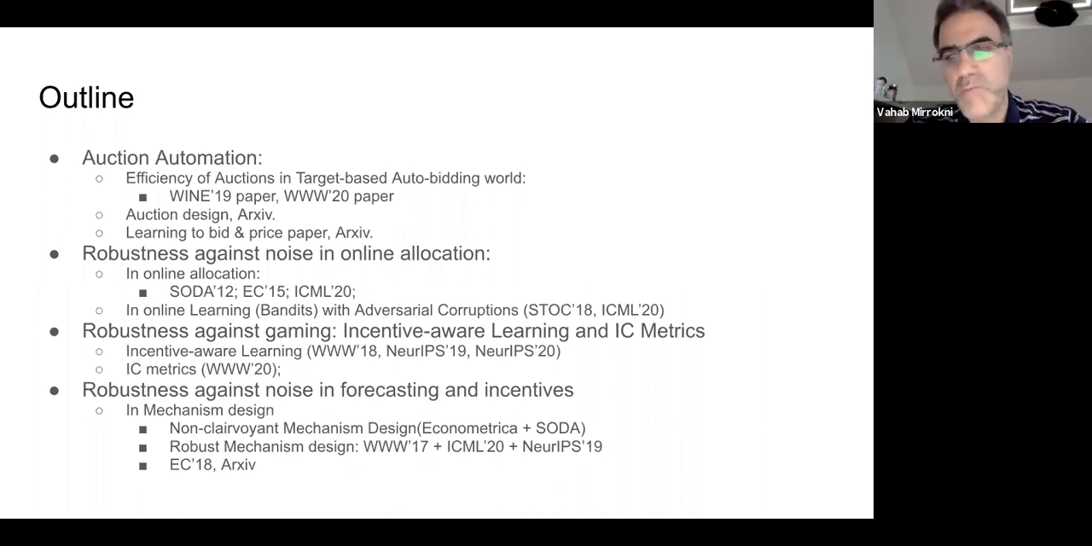It has four parts. I most probably will be able to cover three and maybe just give you a very brief summary of the first part. The first part is about auction automation. It's the most recent part, and there are new optimization problems there. The other three parts focus on robustness. First, we talk about robustness against noise in online optimization and maybe online learning. Then we talk about robustness against gaming or incentives, what we call incentive-aware learning and incentive compatibility metrics. And finally, we combine the last two parts and talk about robustness in dynamic auctions or repeated auctions, what we call dynamic mechanism design.